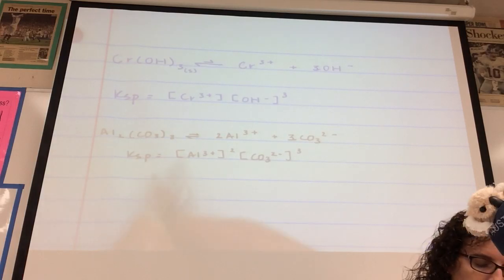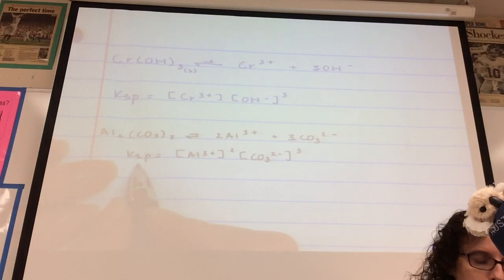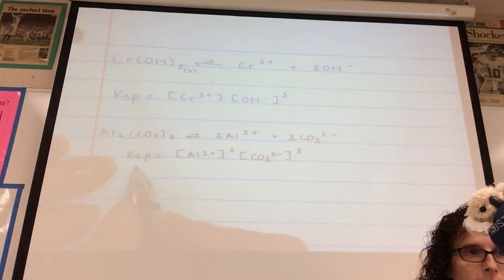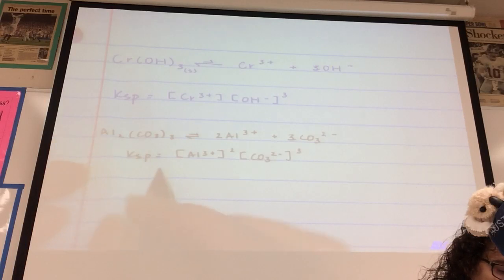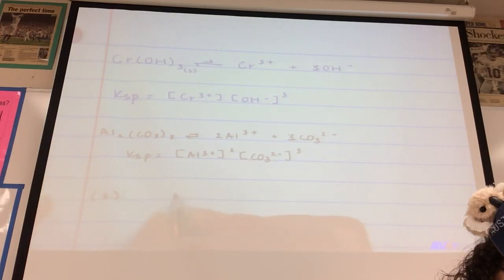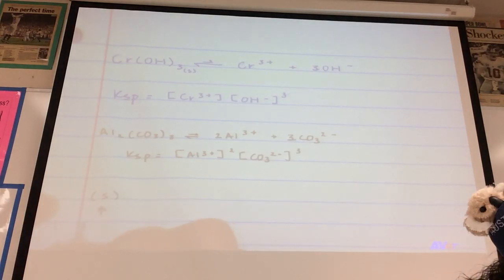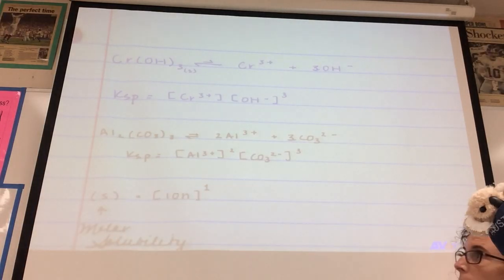There is a relationship between KSP and molar solubility, which we're going to call S. Molar solubility is S. And molar solubility will be equal to the concentration of the ion raised to the first power. And I'll show you what I mean there in a few minutes.